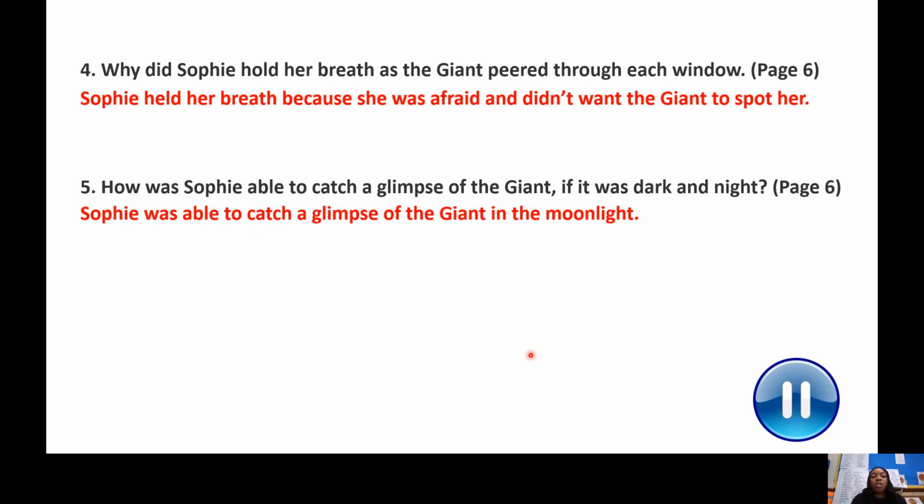Question 4, why did Sophie hold her breath as the giant peered through each window? Sophie held her breath because she was afraid and didn't want the giant to spot her. Question 5, how was Sophie able to catch a glimpse of the giant if it was dark and night? Sophie was able to catch a glimpse of the giant in the moonlight. Okay, so those are all the answers.